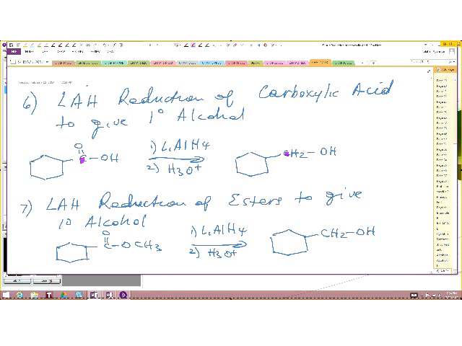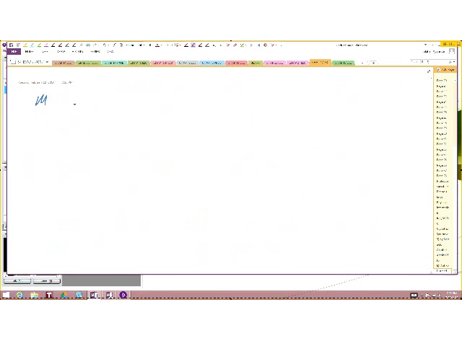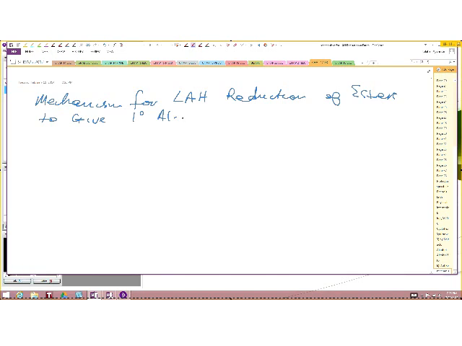So let me give you the mechanism for that reaction. This is similar to what I gave you before, but there's a slight difference here. That's why I want to give you this mechanism. Okay, so the mechanism for LAH reduction of esters to give primary alcohol.